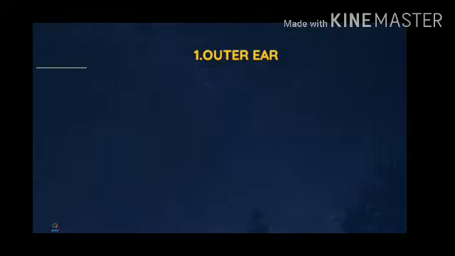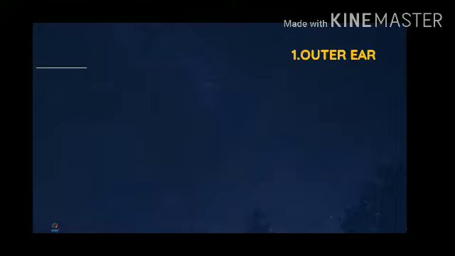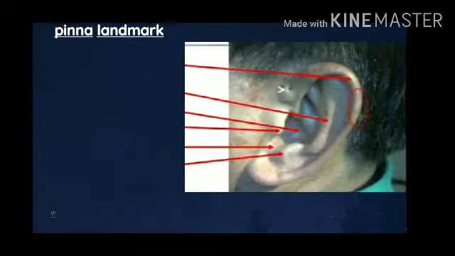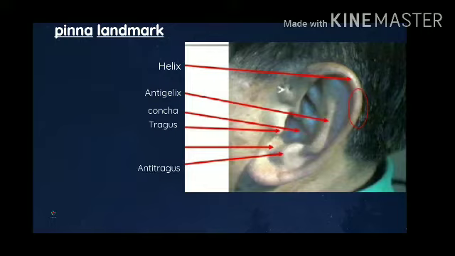Now we discuss the outer ear. The outer ear consists of the auricle, also known as the pinna, and the second one is the auditory canal. The given figure shows the landmarks of the pinna. This part is known as helix. This part is known as concha. This part of the ear is known as antihelix. This one is known as tragus. This one is known as antitragus. And this part is known as intertragal notch.